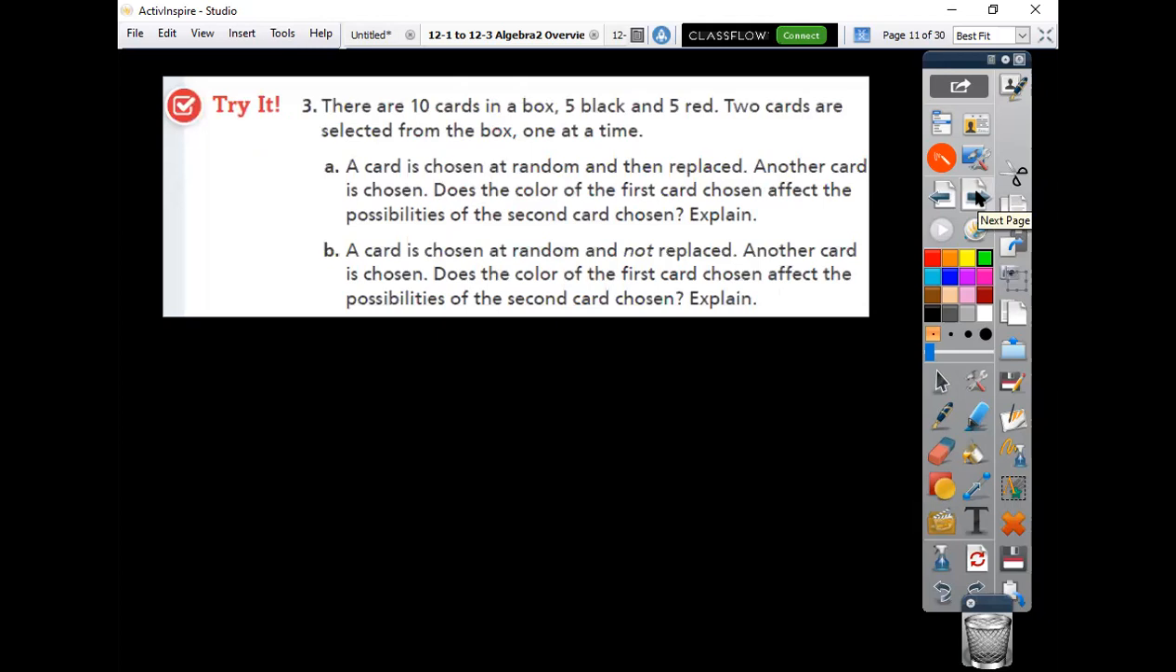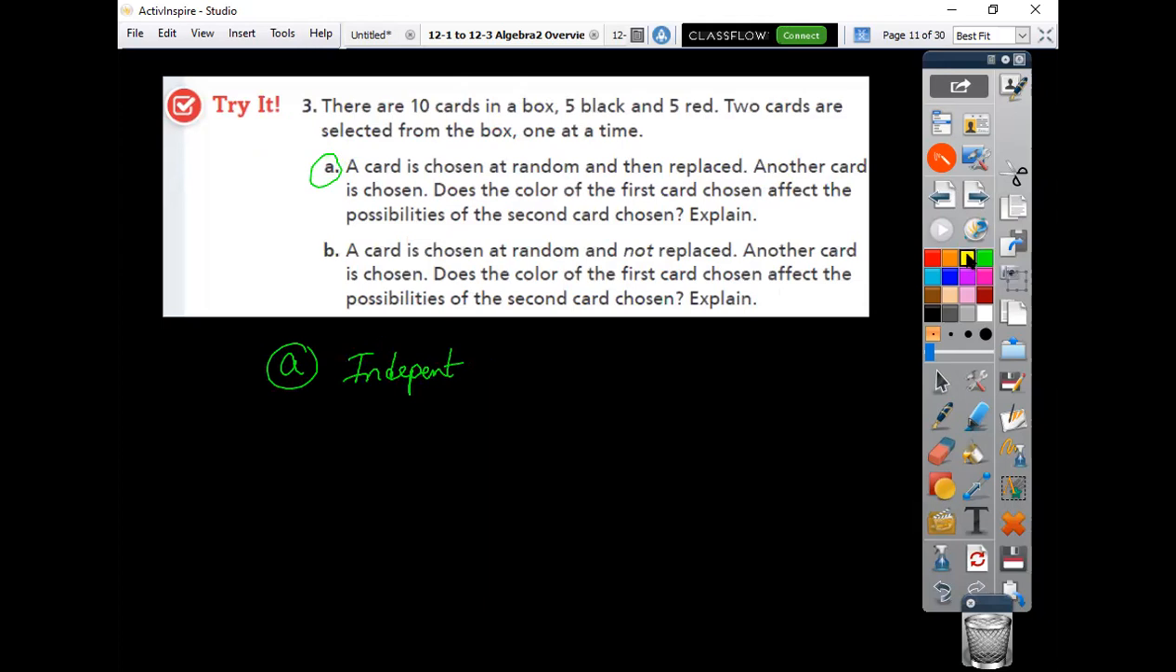So you have these 10 cards in a box, 5 red, 5 black, and you're going to select 2 cards. Now you have 2 situations. A up here, a card's chosen and then replaced and then the next card. So when you do that, those are going to be independent because the card is placed back in so that it starts all over again.